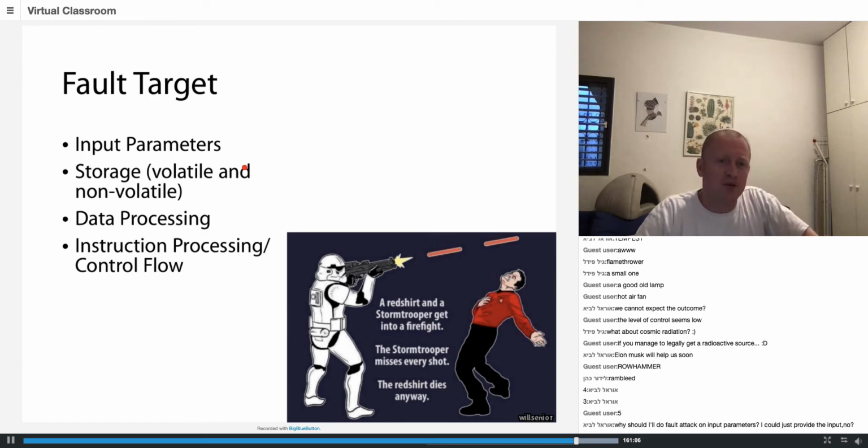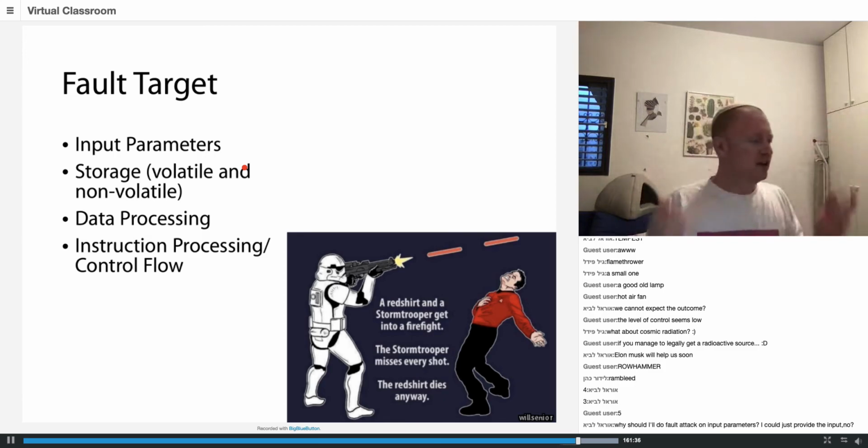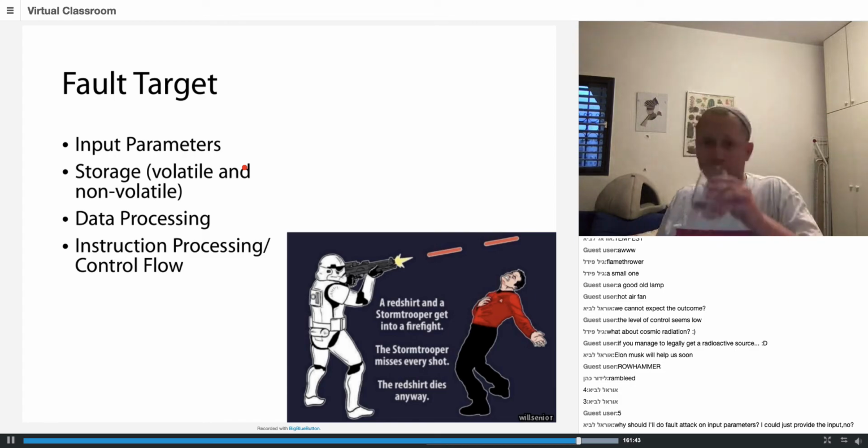Oren is asking, why should I do a fault attack on input parameters? First of all, that's true. You can provide faulty inputs in kind of a fuzzing, and this is technically a type of fault attack. But you can also, using active fault injection, bring inputs into the functions which they weren't supposed to get. If the function is expecting, say, an input sanitizer, and you put the fault after the sanitizer, suddenly your function is trying to deal with input it's not expecting, and maybe you can create a very dramatic fault that way.